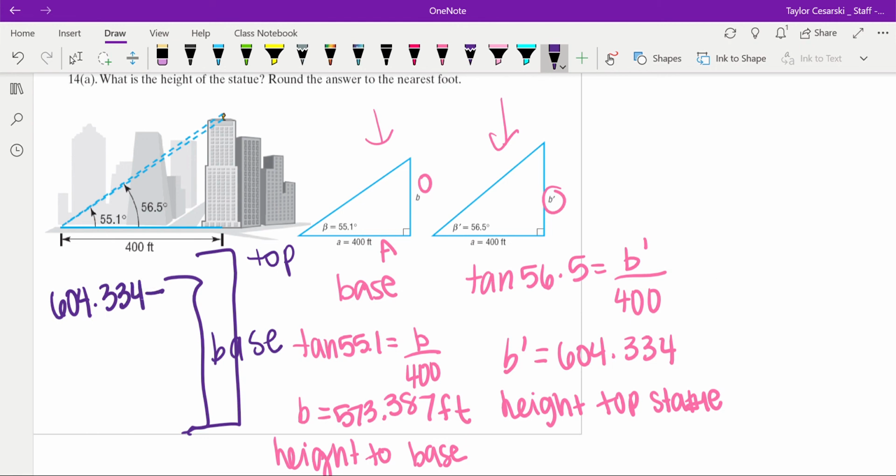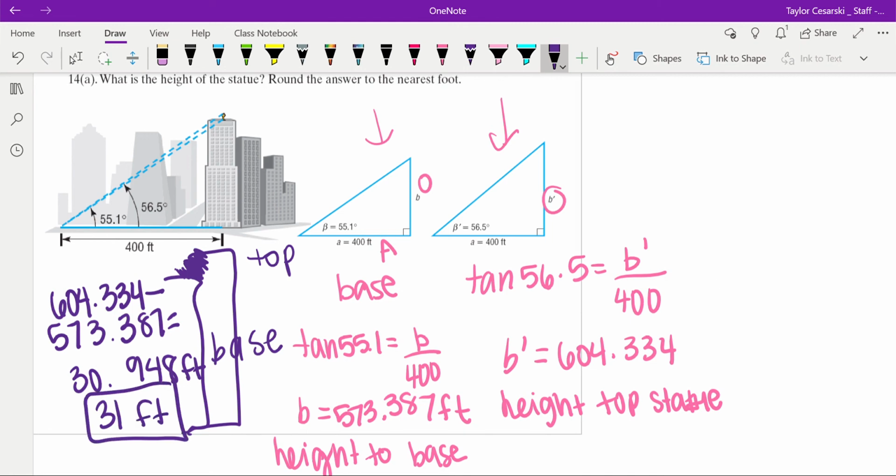So 604.334 minus 573.387, and I'm going to use the exact numbers in my calculator just to make sure that there's no rounding errors. That will give me the height. This is like my statue in between, from the base to the top. And that gives me 30.948 feet. It tells me to round to the nearest foot, so that's 31 feet. So there's a statue that's 31 feet tall.